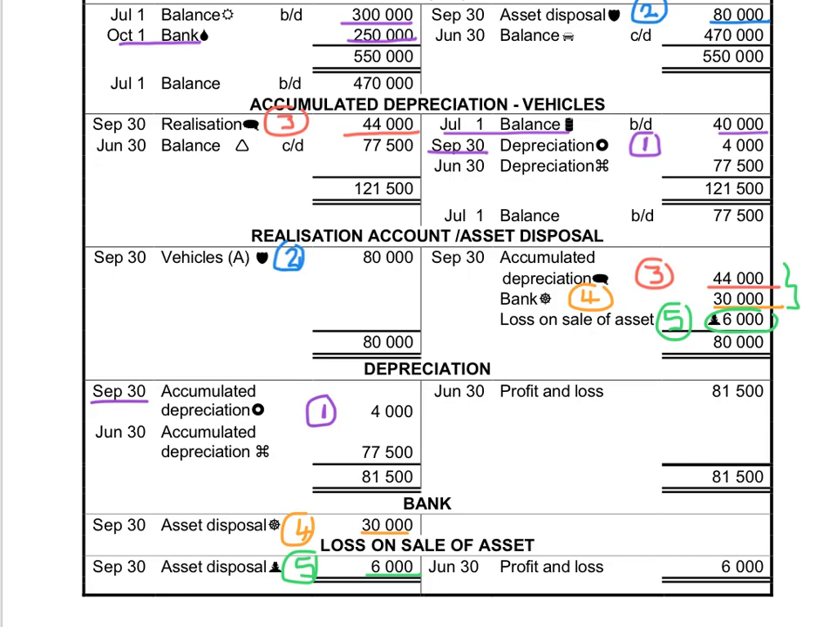You can also calculate the loss by saying that the carrying amount is the cost 80 less the accumulated depreciation 44. So that means the carrying amount, what it is worth, is 36,000. We only receive 30, so we receive less than the carrying amount. Therefore, we made a loss of 6,000 Rand.